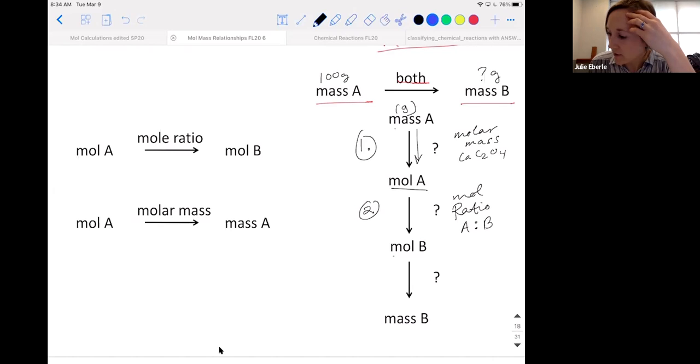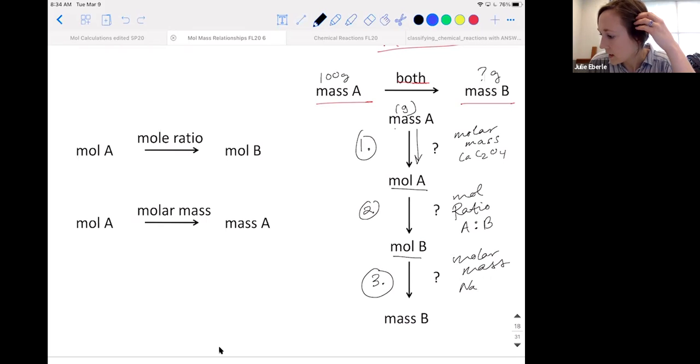All right, so substance B for us this time was the sodium oxalate. Once we have the moles of substance B, step 3 is you're going to use the molar mass of sodium oxalate, which is substance B, Na2C2O4, and we're going to convert to the mass, which is grams. That's what the question says: how many grams of sodium oxalate would you need to make 100 grams? So that's how you use the diagram.